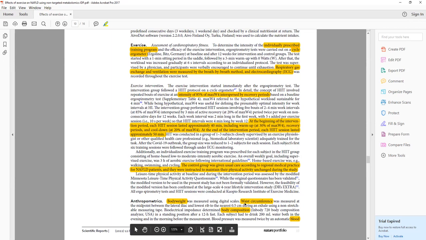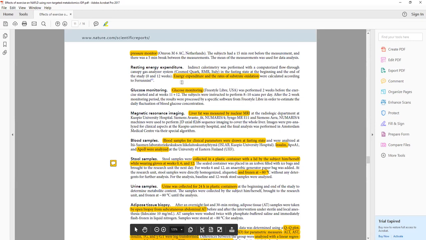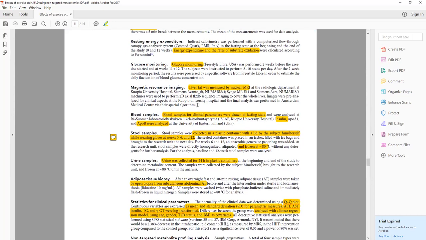They measured body weight, waist circumference, body composition. They did some blood pressure monitoring, energy expenditure rates, glucose monitoring. They measured the liver fat percentage with nuclear MRI, and blood samples. What was also good about this study that you do not really see in all metabolomic studies is that they did all the normal biochemistry testing. I'll show you a bit later, they have a whole table full of parameters that they tested for these individuals that were not actually results from the metabolomics. So they did the normal biochemistry workup that you would do for a patient in a yearly checkup, basically.